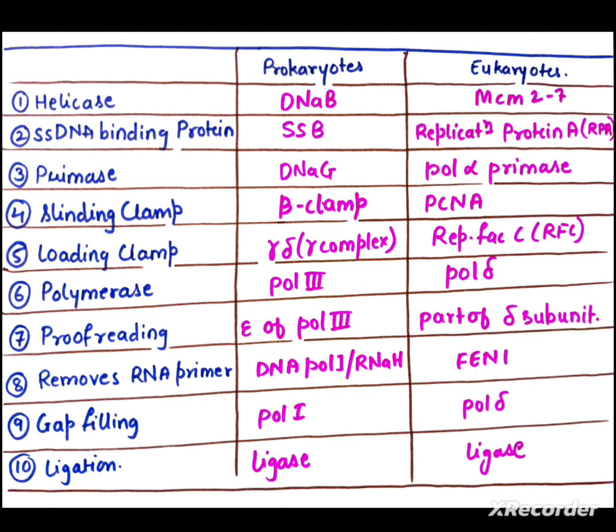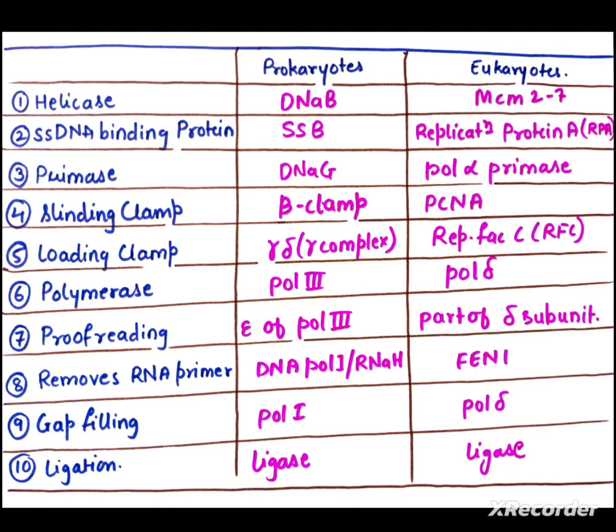Later, the actual polymerase activity is shown by Pol 3 in the case of prokaryotes, while in eukaryotes it is Pol delta. It's recently seen that Pol delta itself replicates the leading and lagging strand. Although it was previously thought that Pol epsilon used to synthesize the leading strand while Pol delta was involved in lagging strand synthesis, it is now seen that both jobs are done by Pol delta itself.